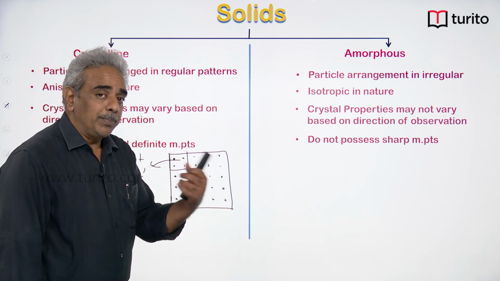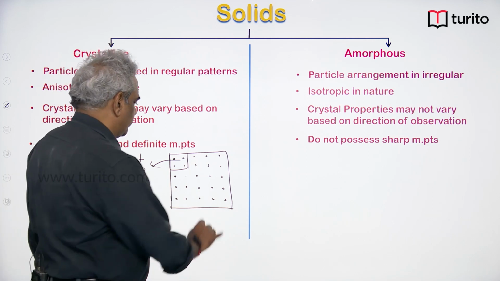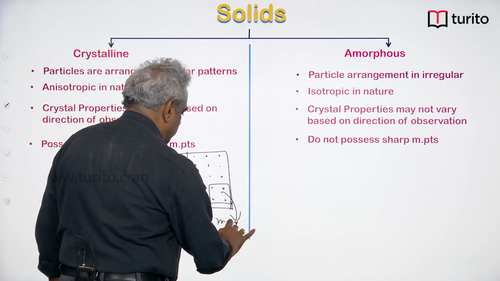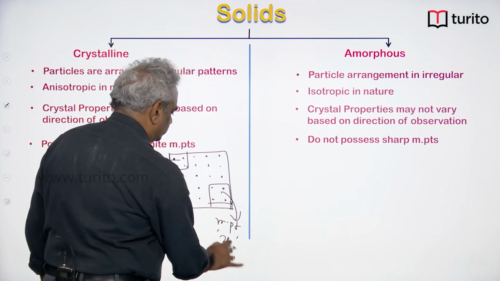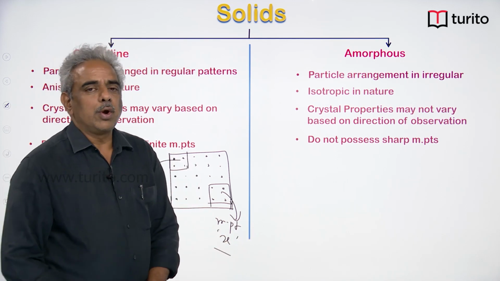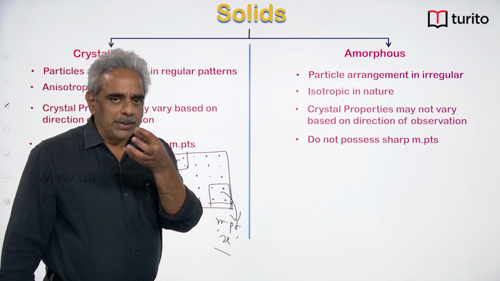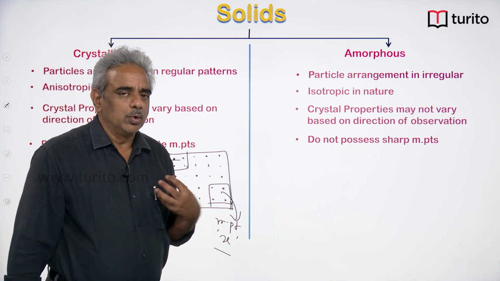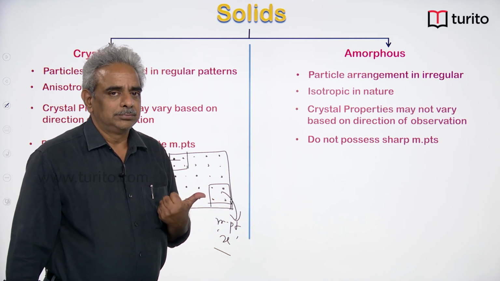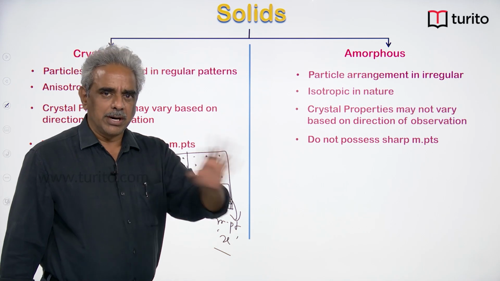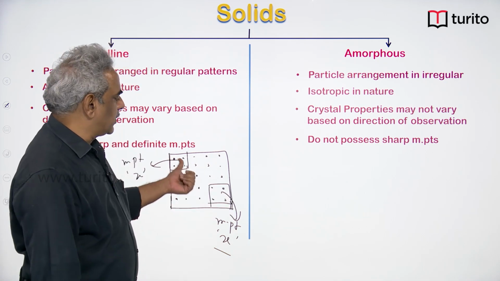Now, I will cut one more piece from elsewhere, from here. I will observe the melting point, it will be x only. What do you understand? Irrespective of where you cut the piece and try for the melting point, you get the same melting point. Sharp melting point, suppose 320 degrees means 320, whether you cut a piece from here or here.